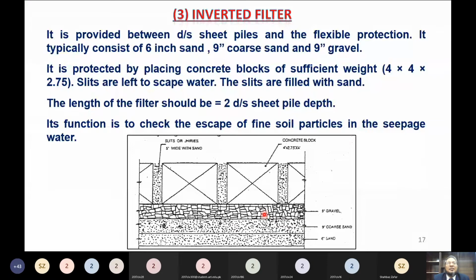Okay, and then to protect these gravels, we put concrete blocks of sufficient weight. The sizes of these blocks are 4 feet by 4 feet, and the depth is about 2.75 feet. And about 5 to 6 inch are the slits. These slits, jharis, are left to escape the water.